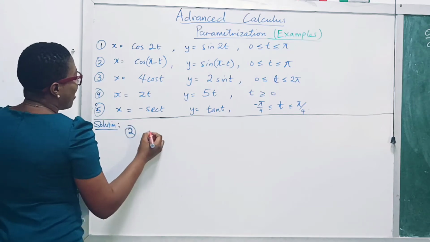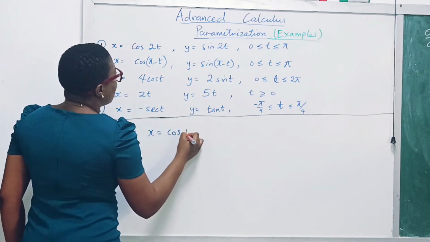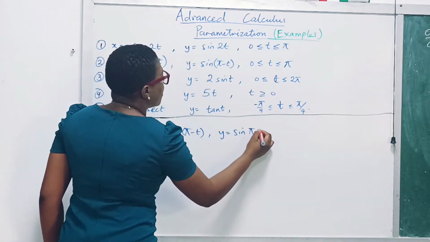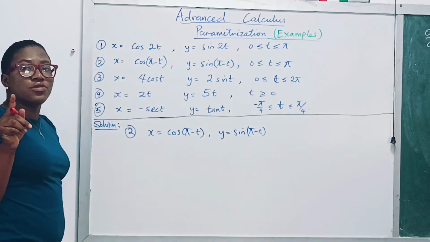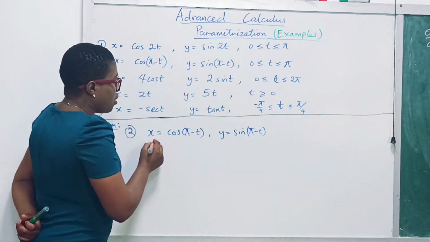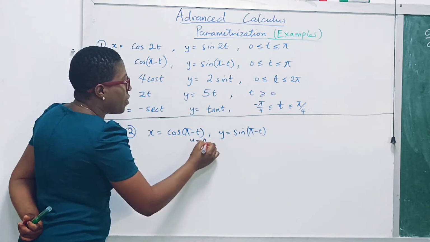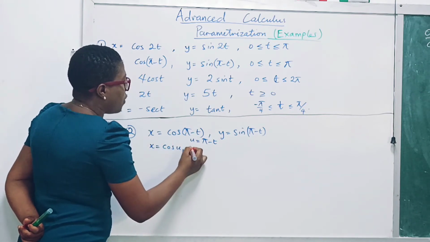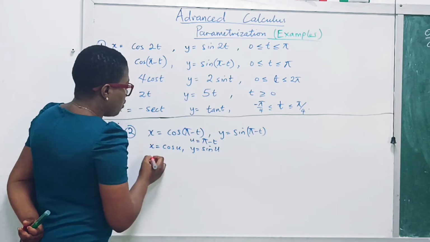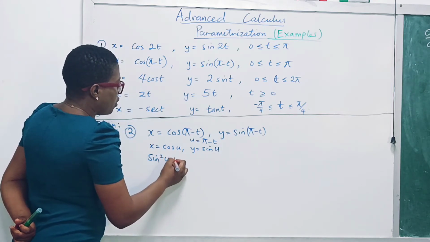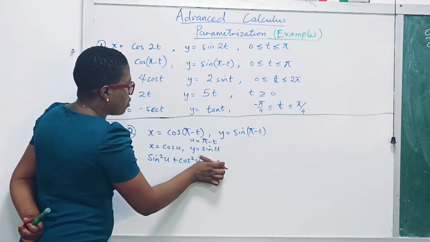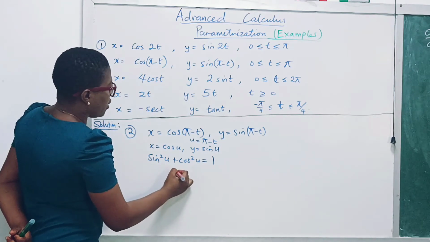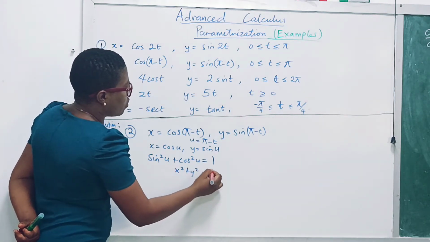Number two, we have x is equal to cos of pi minus t and y is equal to sine of pi minus t. Now we are going to do the same thing you just suggested. Let u be pi minus t. So you have that x is equal to cos u and y is equal to sine u. And then you know that sine squared u plus cos squared u is equal to 1. This means that x squared plus y squared is equal to 1.